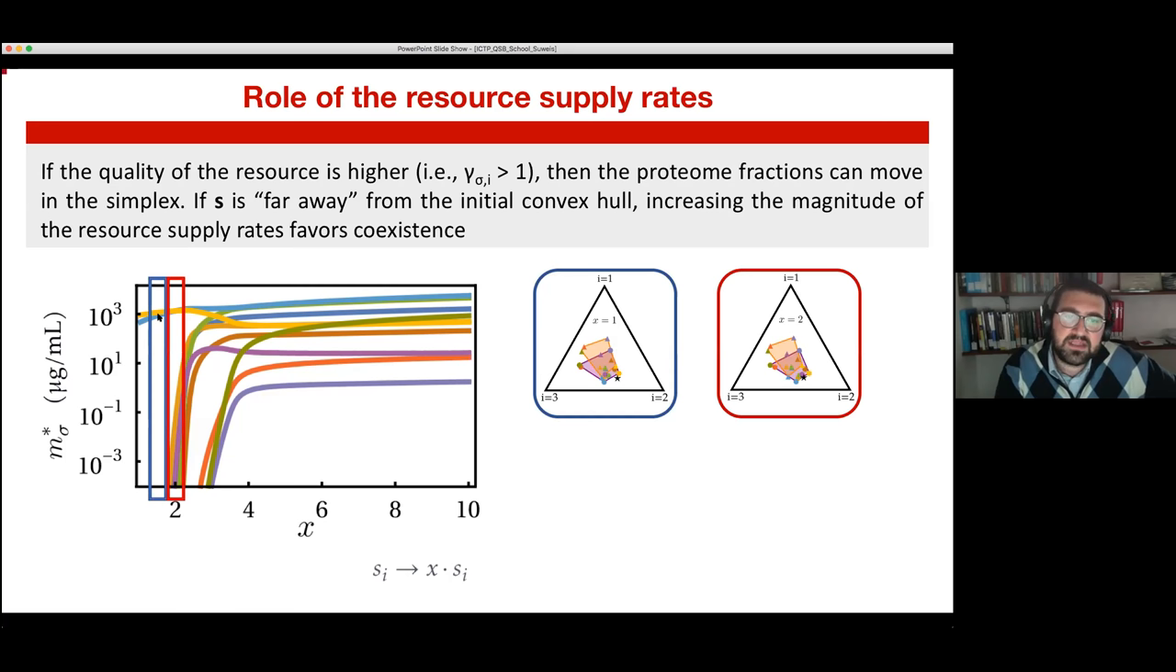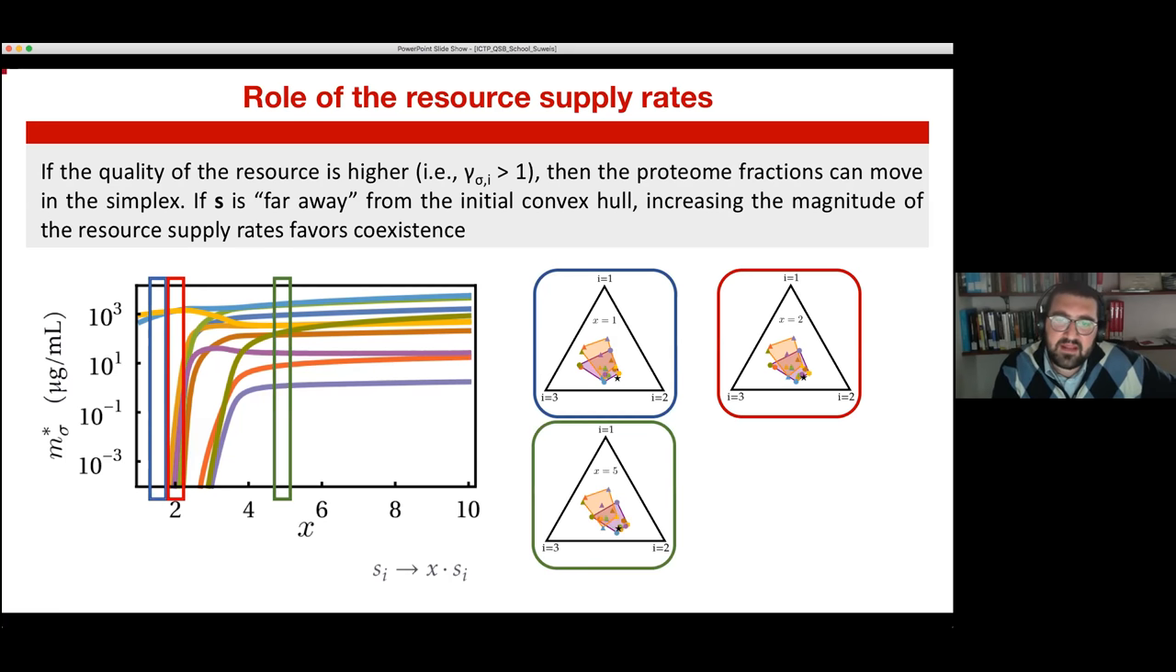But now if we increase the supply rate two times, still only two species coexist at stationarity, but the extinction takes much more time. And then if we instead increase the supply rate five times, you see that all the species now start to coexist. So the magnitude of the supply rate is also an important control parameter for coexistence in this case.